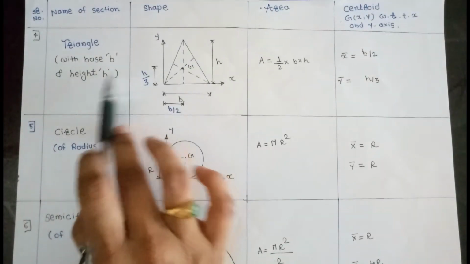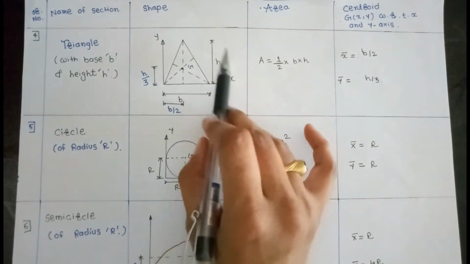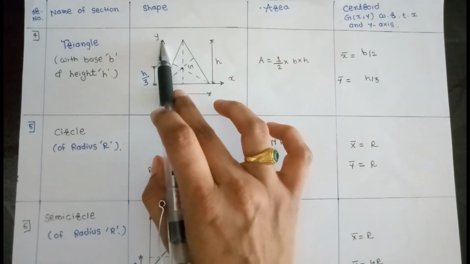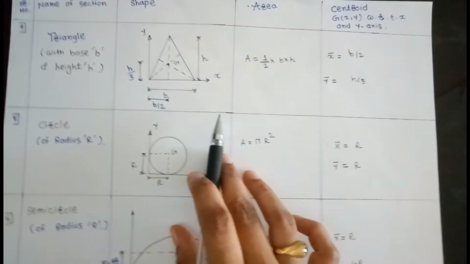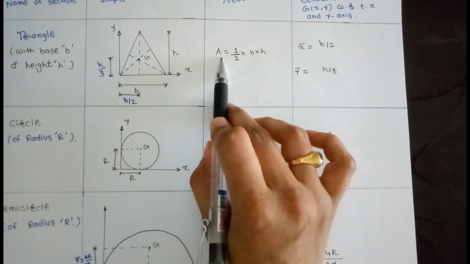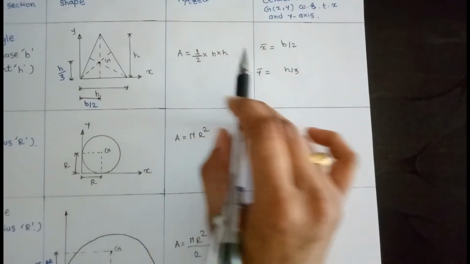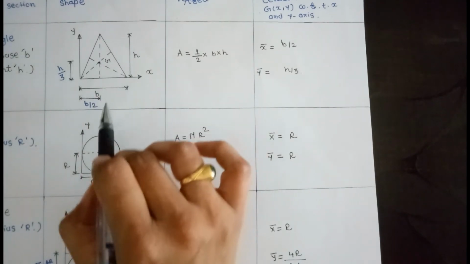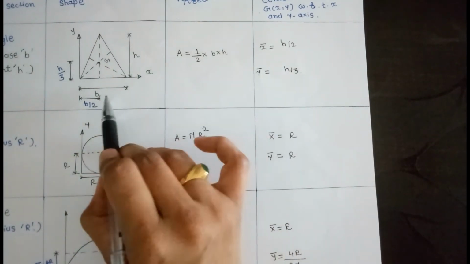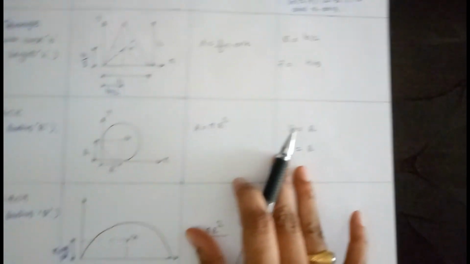Triangle with base b and height h, with reference axes y and x and the center of gravity. So, area of triangle is half into b into h. X bar is equal to b by 2. This is the normal triangle. X bar is equal to b by 2 and y bar is equal to h by 3.